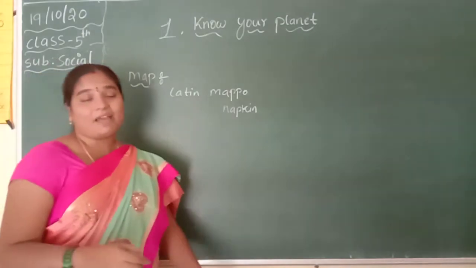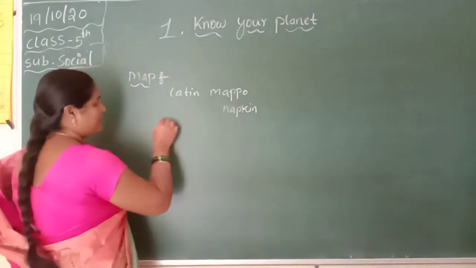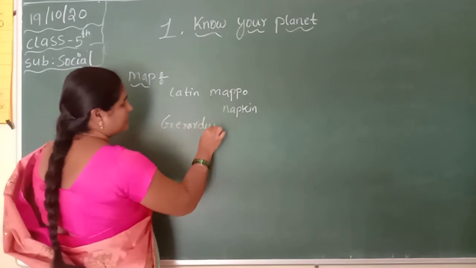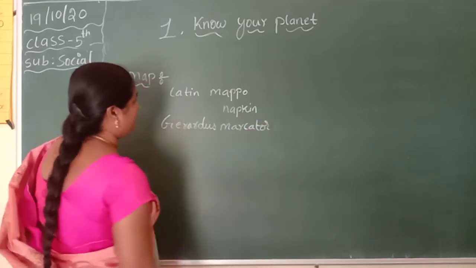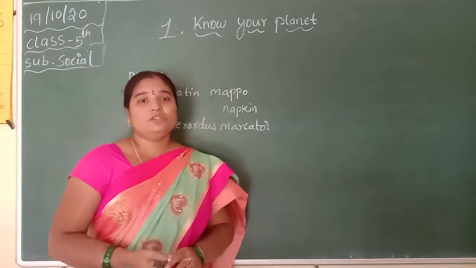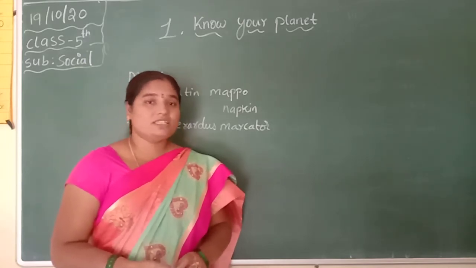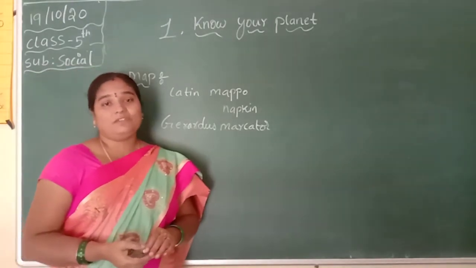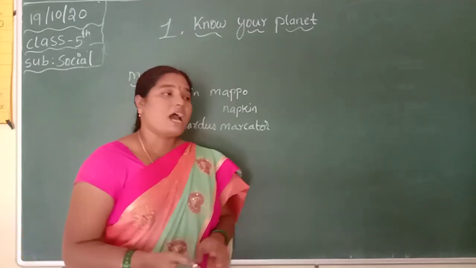Firstly, maps were drawn by Gerardus Mercator. He is the first person to draw a map. On a globe, a curved surface can be shown, but on a map we cannot show the curved surface area. Any collection of maps in a book is known as an atlas.